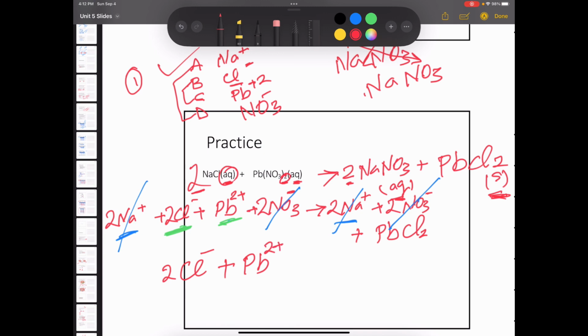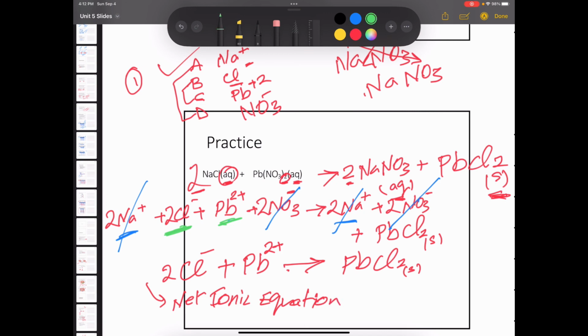Never forget your oxidation numbers. Do I have any other ions on my reactant side? No, everything has been canceled. Okay, sodium has been canceled. The nitrate has been canceled. Only the PbCl2. So PbCl2. Don't forget your S. So this is the net ionic equation.